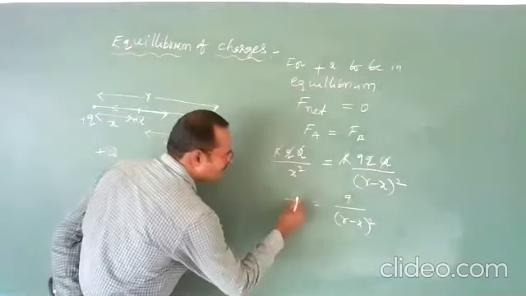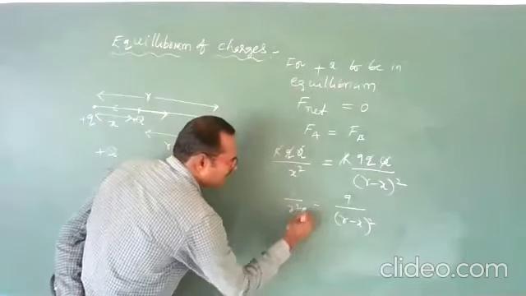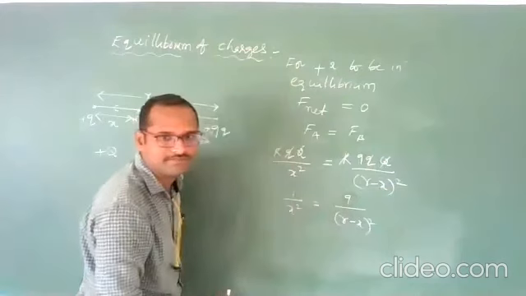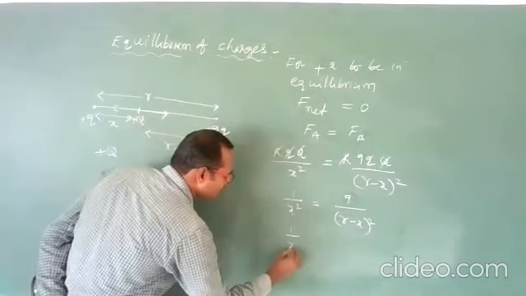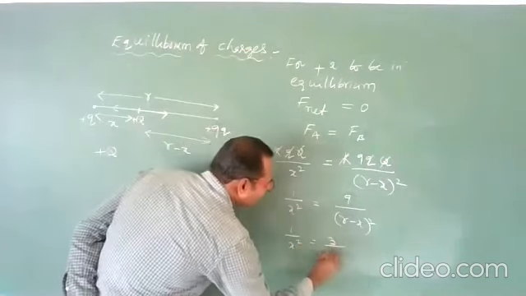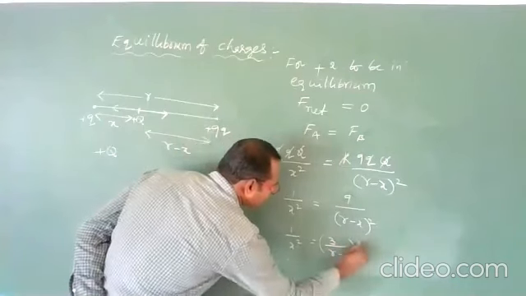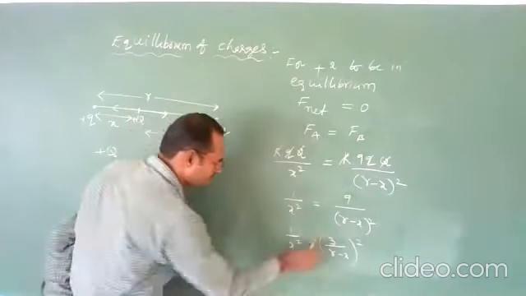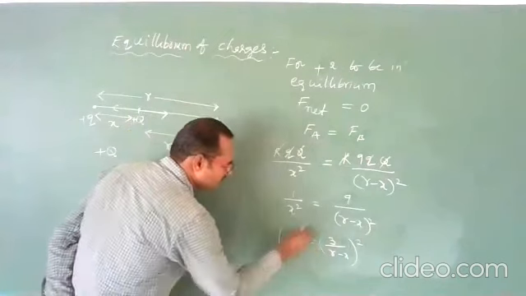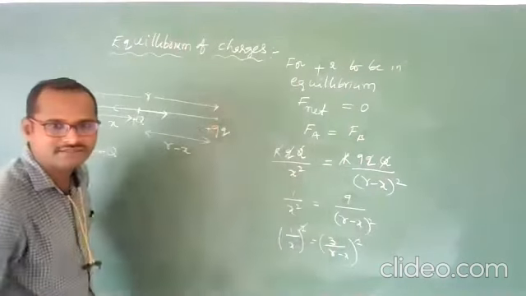So that's why I am doing 1 by x square is equal to 9 divided by r minus x whole square. Now it can be written as 1 by x whole square equal to 3 by r minus x whole square. Can we write like this? Yes, we can write. The squares can get cancelled.